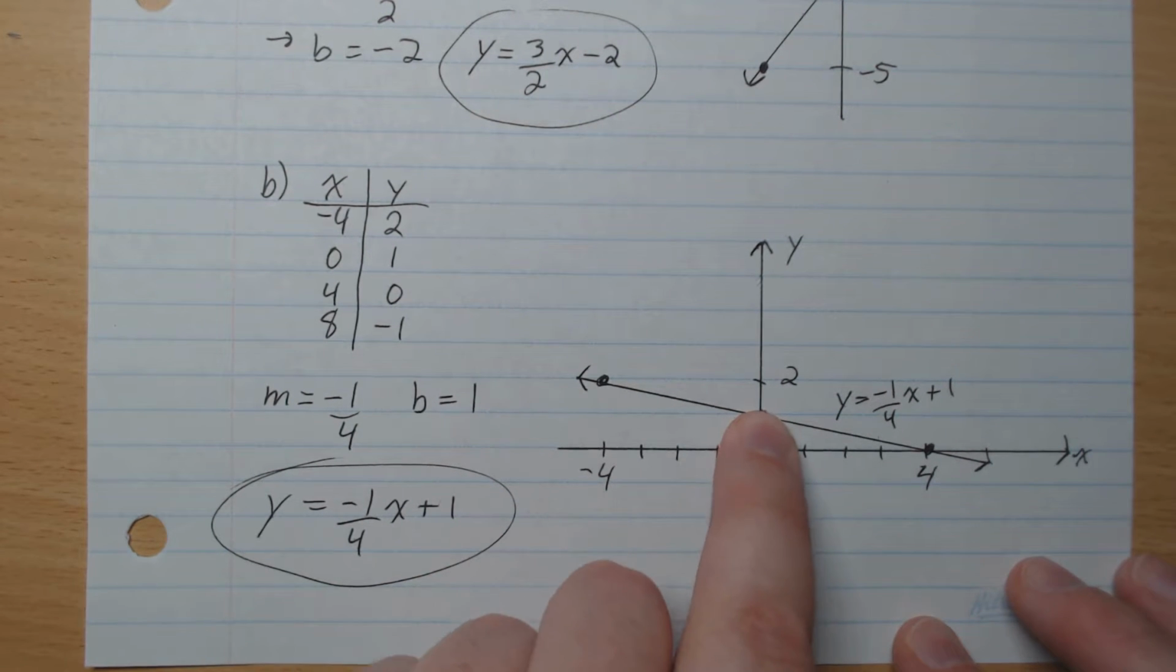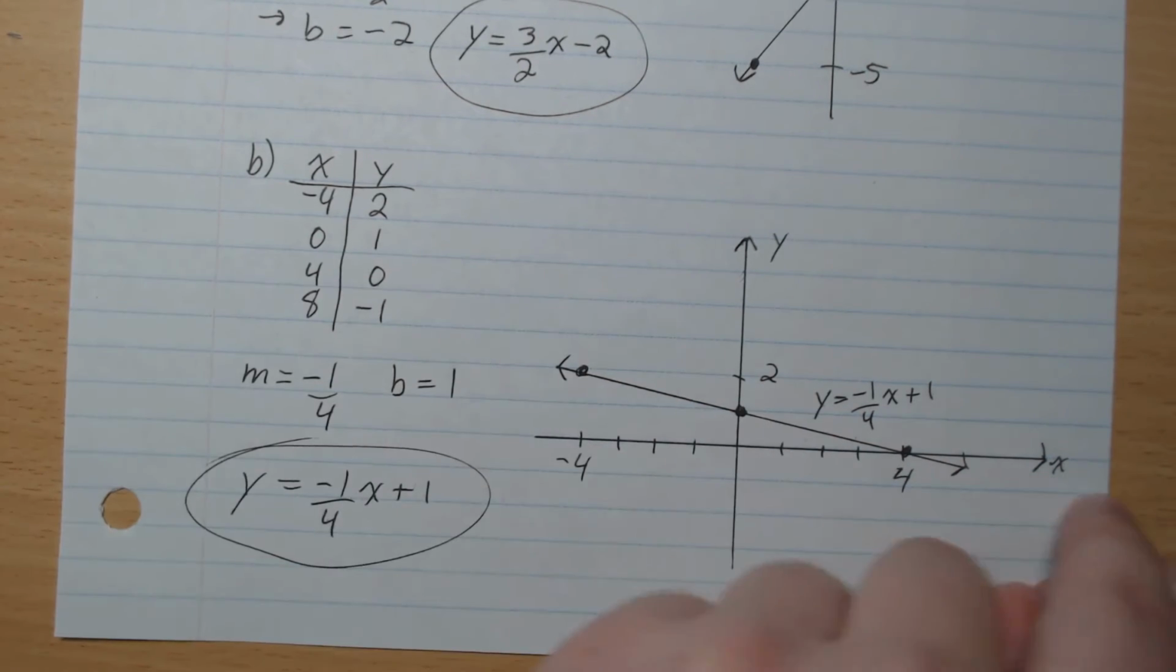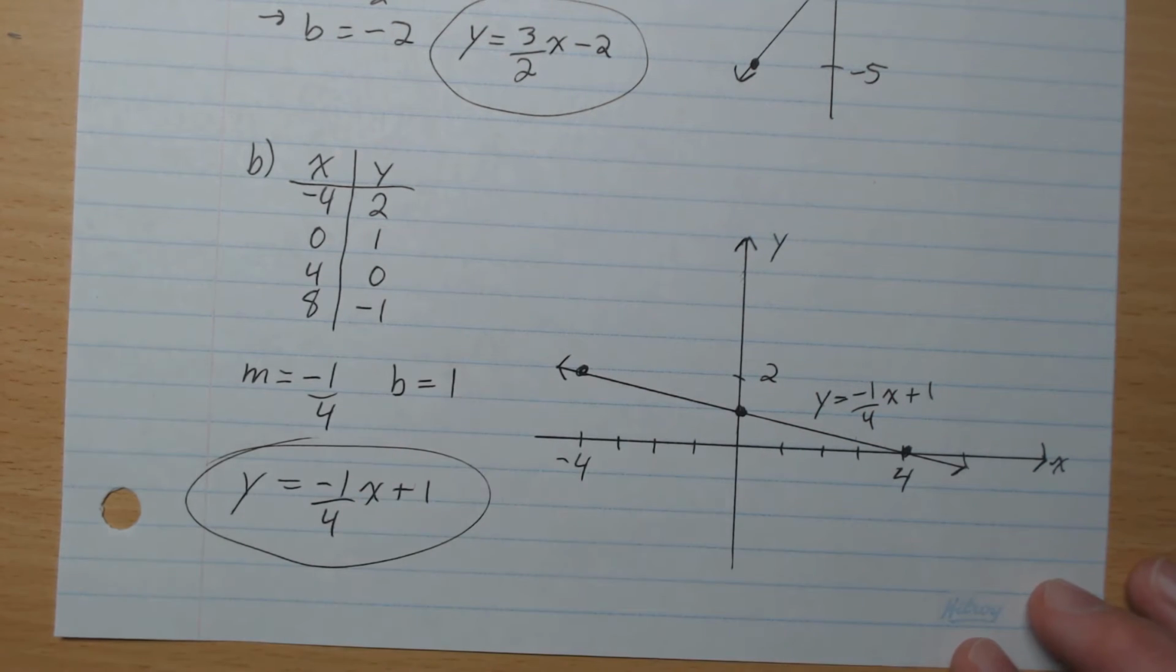And so we start at 1 here. Down by 1 over 4. Down by 1 over 4. And then we plot all those points, draw the line, and there is the graph of our function.